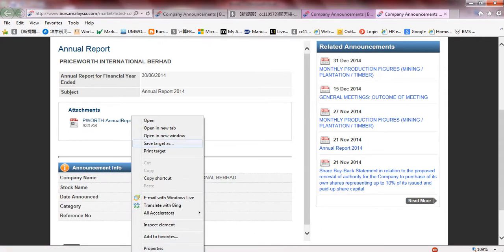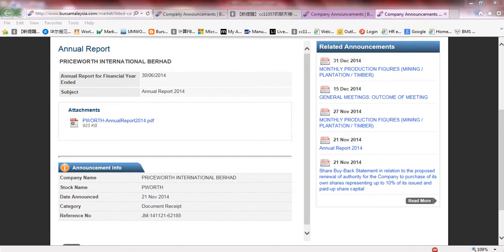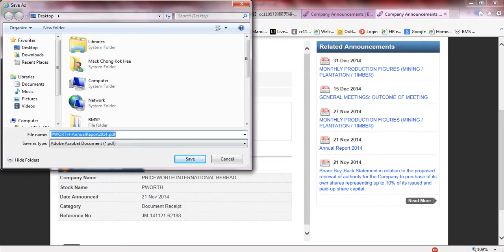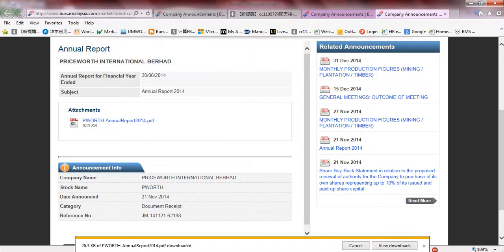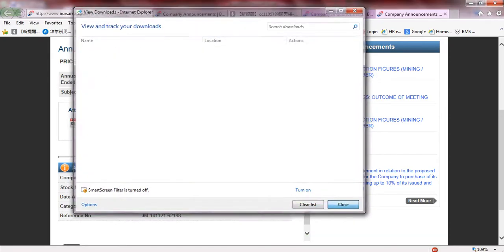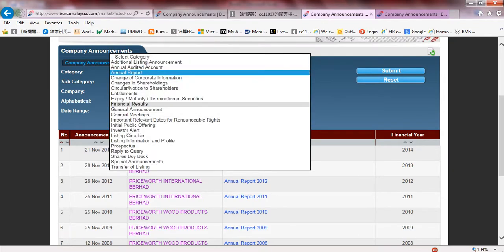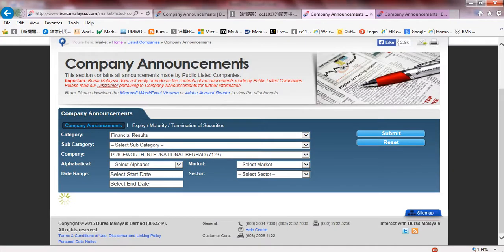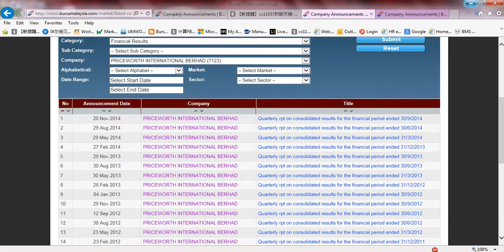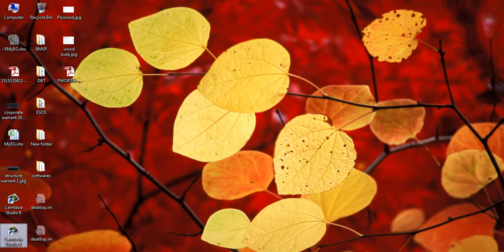Of course, before that you need to make sure you have a PDF reader, otherwise you cannot open this report. Okay, when I go to desktop, here it goes. I just place it on the desktop so it's easy to get access to. Then the next thing, the financial result. Basically I just have a look at it. Okay, so here it goes. I double click on this.